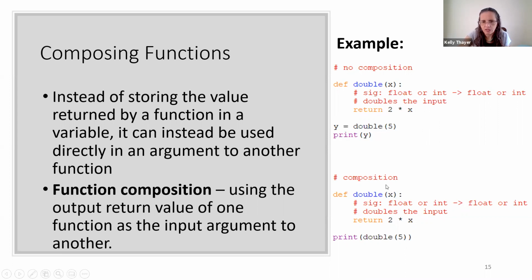Now we could have done this another way, and this is using composition. So we have the same function, and this is going to return 2 times x. But instead of storing that value in the variable y, the answer is put directly into print. And so print will get the answer of double times 5, and then it will print that. So you see that it's a distinct way of handling it.